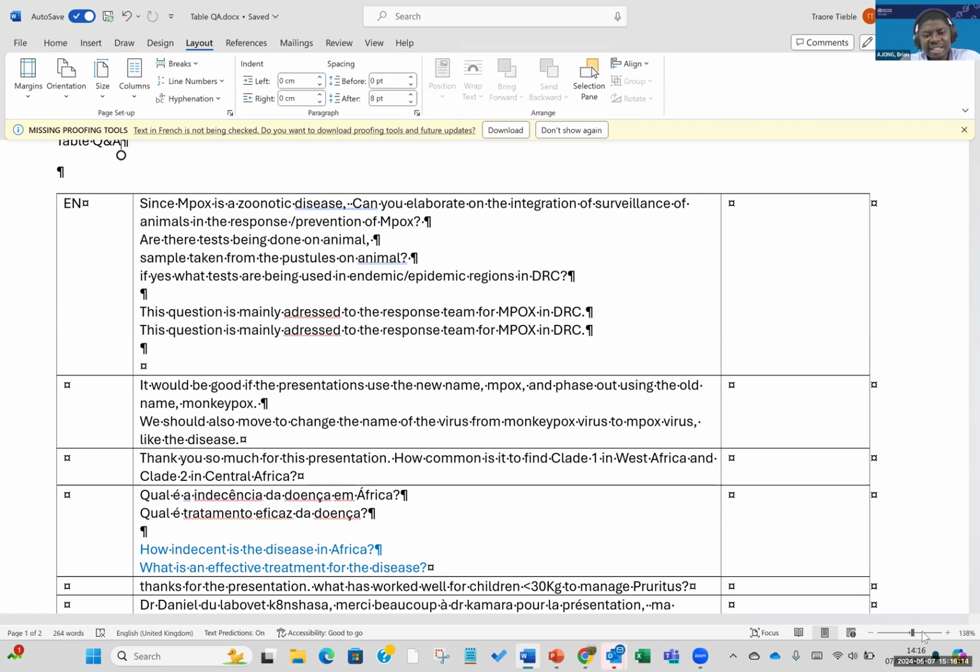But that's still a work ongoing to ensure that we can understand what the animal reservoir of this disease is. There are a lot of challenges as well in practically implementing this One Health approach. But nonetheless, we think that here in DRC, we are making progress, albeit slow, to ensure that our response is really One Health centered, given that the disease is primarily a zoonotic disease.